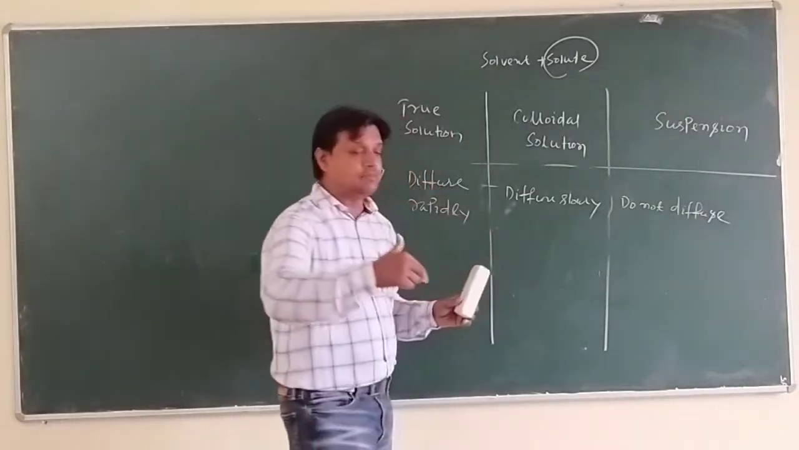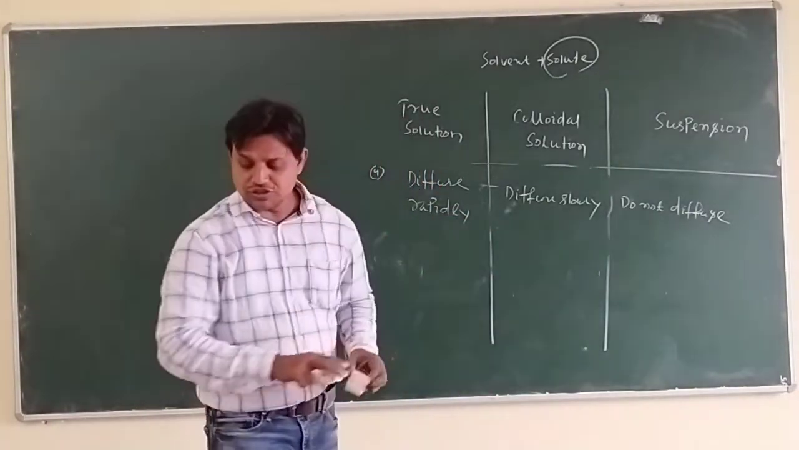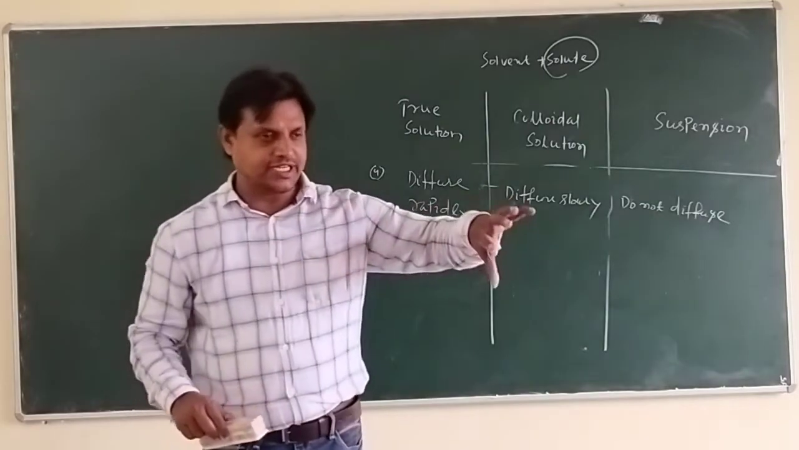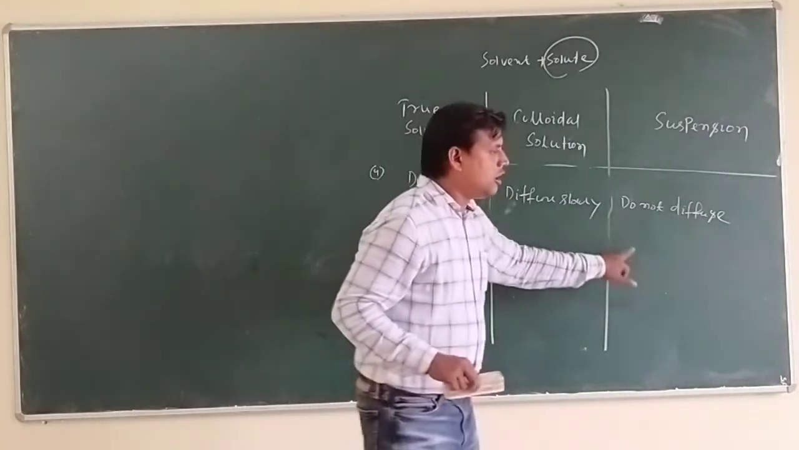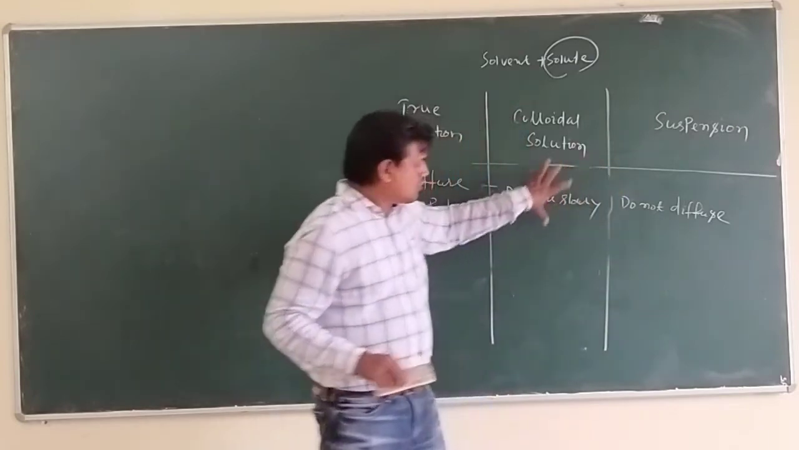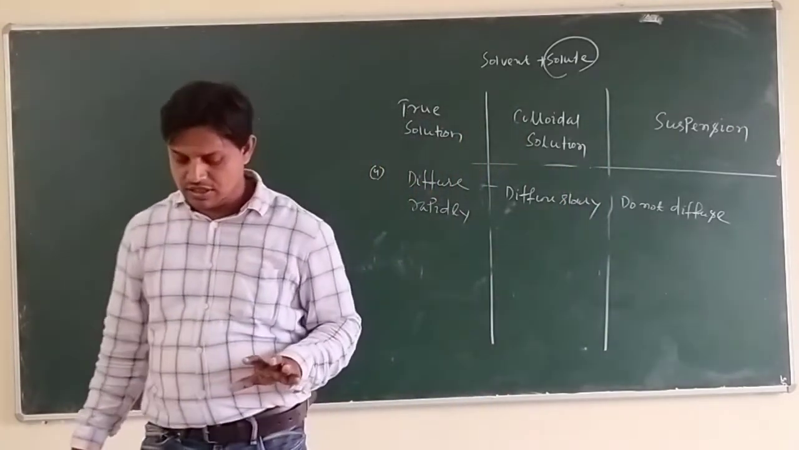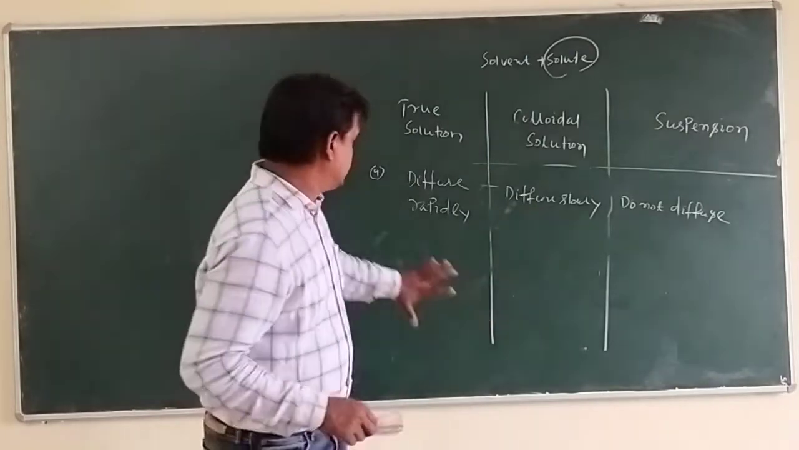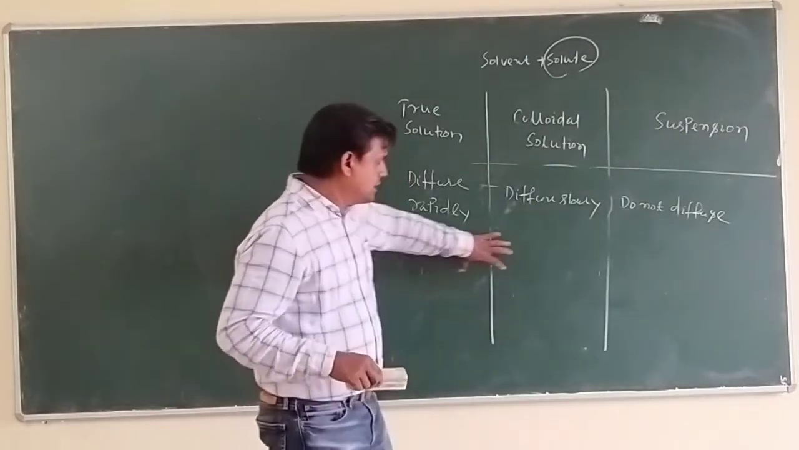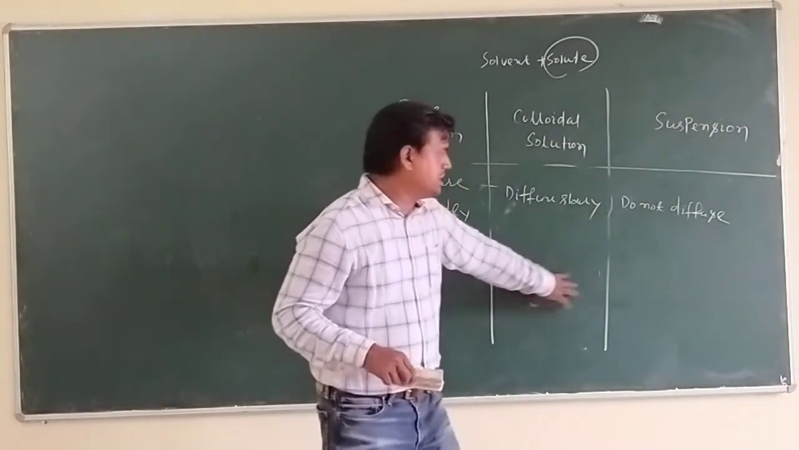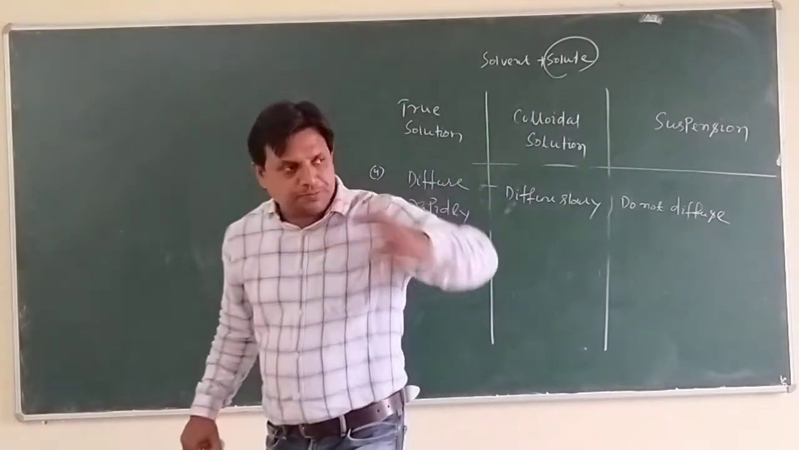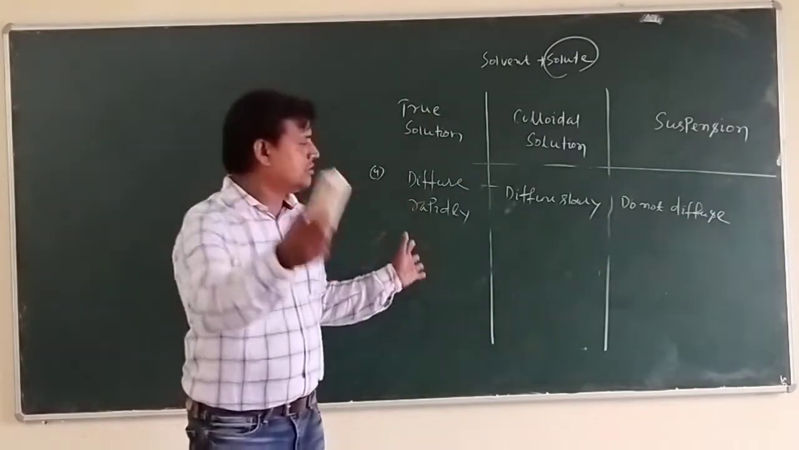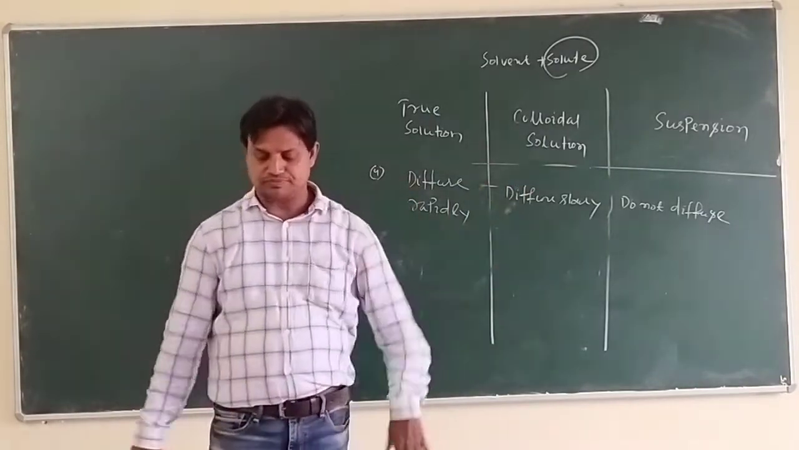Then appearance. True solution appears transparent. Suspension is opaque. Colloidal solution is almost transparent. True solution is completely transparent, colloidal solution is almost transparent, and suspension is opaque. This is about the transverse character of three types of solution.